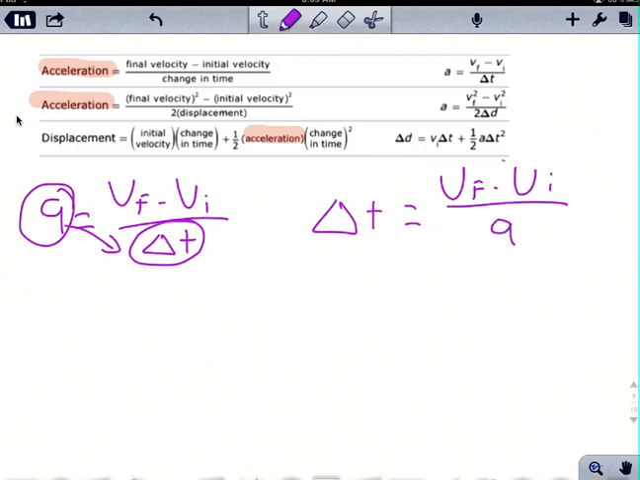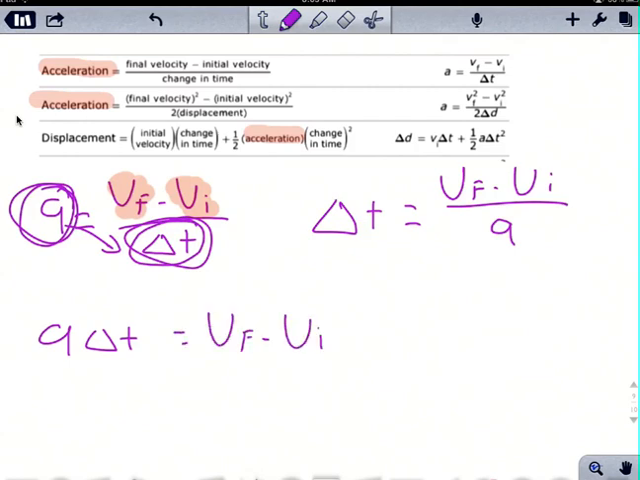Another way that we can do it, if we're solving for either final velocity or initial velocity, the first thing that we have to do is multiply acceleration and the change in time. And so we'd have acceleration times the change in time equals our final velocity minus our initial velocity. That's the beginning of it, and then all we have to do is bring to the other side either final velocity if we're solving for initial velocity, or initial velocity if we're solving for final velocity.